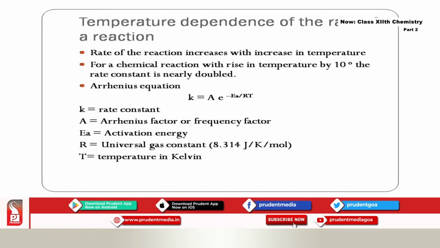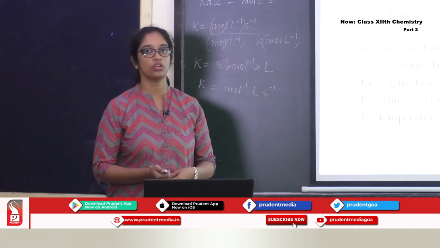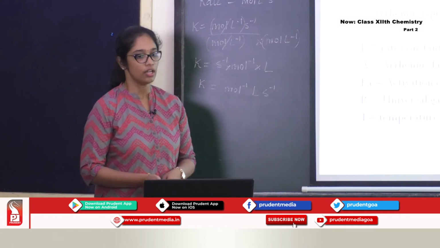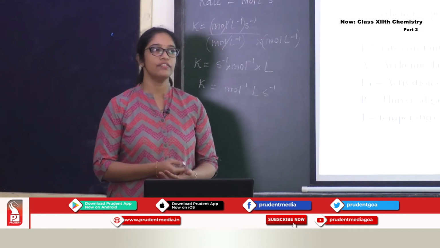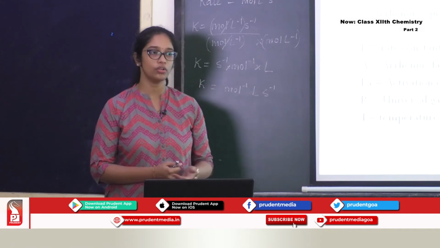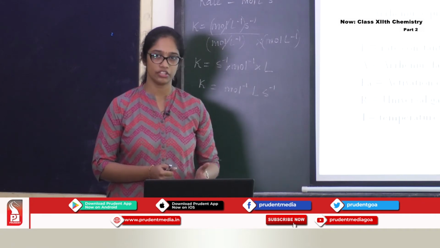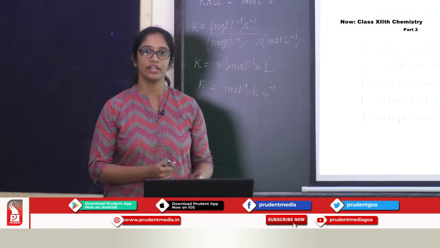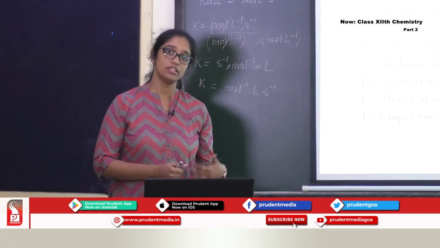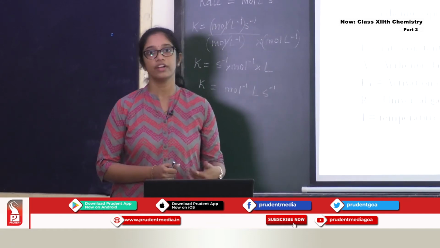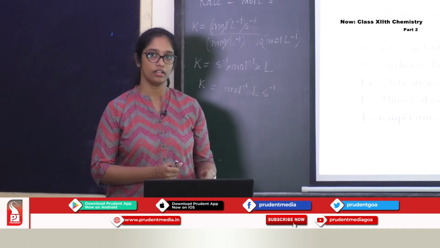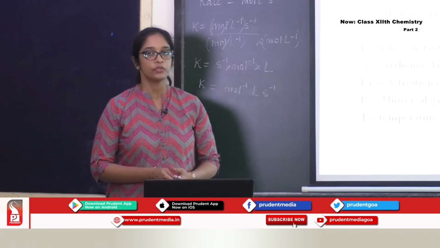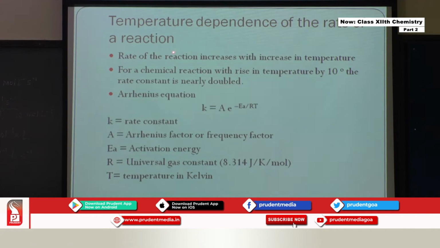The second factor that we are going to study today is how temperature affects rate of a reaction. We have already seen how concentration affects rate of a reaction. Now, for temperature, whenever we carry out reactions at very low temperatures, we find that the reaction is sluggish. It takes place at a very slow rate. But as soon as the temperatures increase, we find that the reaction rate also increases. So, we see that rate of a reaction increases with increase in temperature.